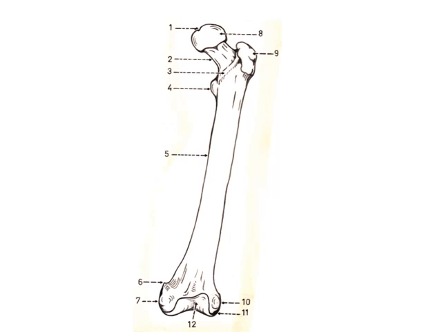At the lower end, it shows two condyles, medial condyle number 7 and the lateral condyle number 10. Above the medial condyle there is a small elevation number 6 called adductor tubercle for muscle attachment. In front of the lower end there is an articular surface number 12 for articulation with the surface of the patella.